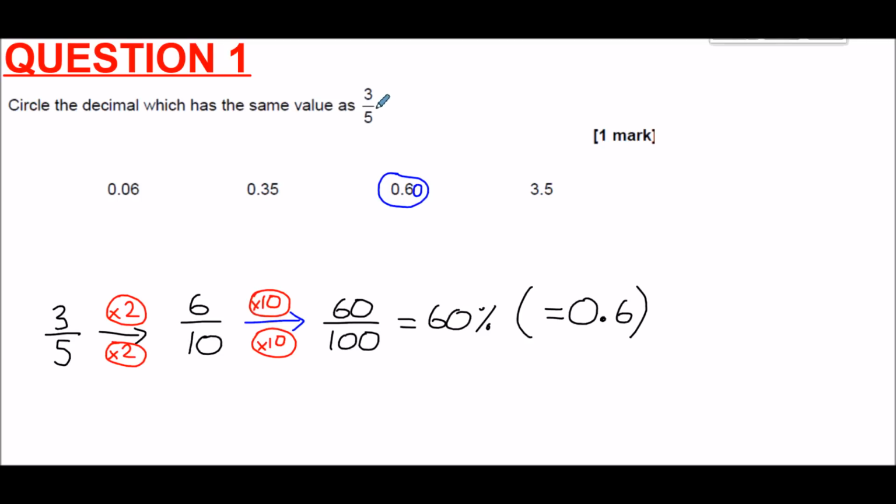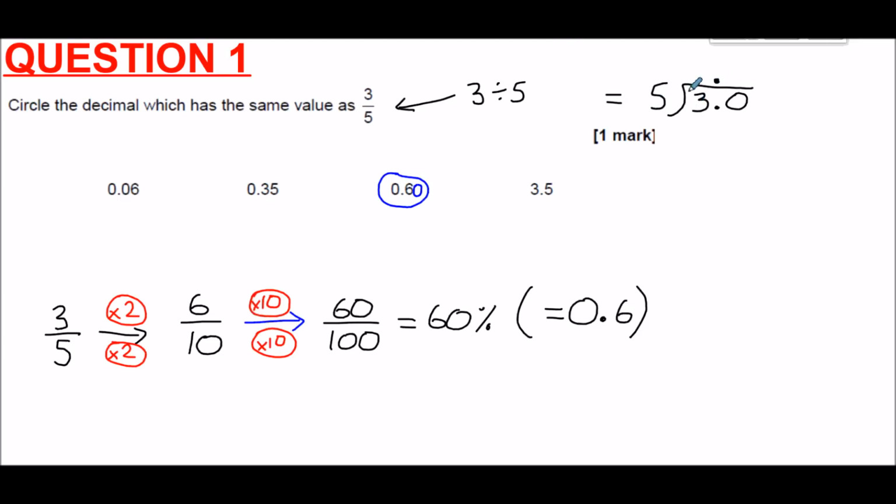A third way I'm going to mention is we can think of a fraction, any fraction, as the top divided by the bottom. And so if we were to do 3 divided by 5 using the bus stop method, we would get the answer as well. Now we can make any whole number into a decimal number by writing a decimal point afterwards, plus as many zeros as we need, as long as the decimal lines up at the top and bottom.